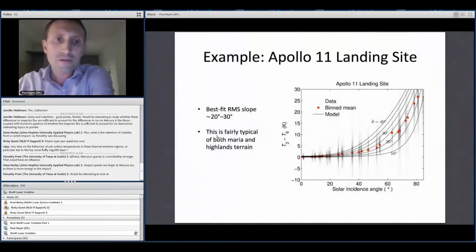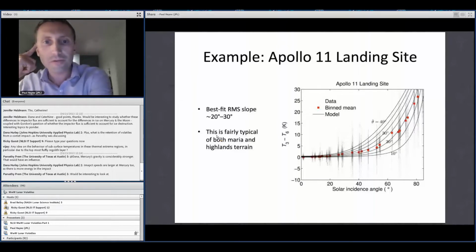So when we actually match the model to data, we find best fit RMS slopes in the range of about 20 to 30 degrees for scales smaller than the Diviner footprint. The typical Diviner footprint is about 250 meters. And so what this is measuring is really the surface roughness on all scales below the Diviner footprint. So every scale over which a thermal gradient is maintained at these solar incidence angles is captured by this trend.